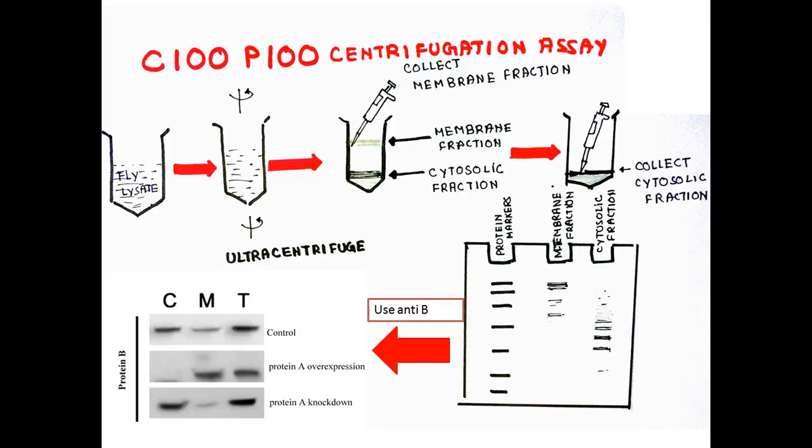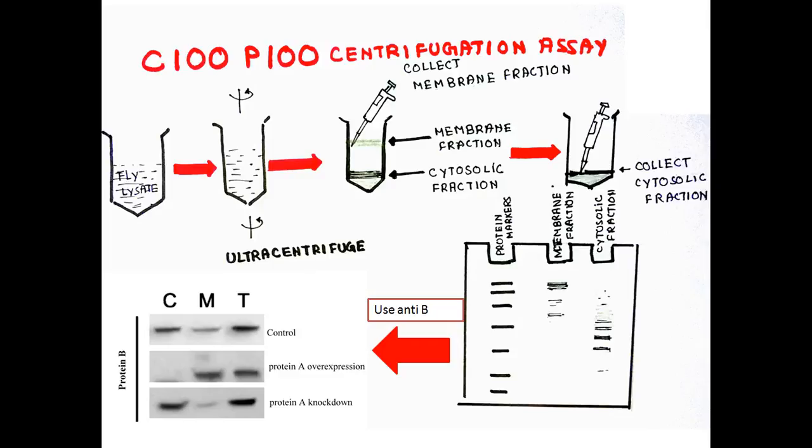After collecting membrane fraction and cytosolic fraction, both are individually loaded onto the protein gel. You can see in the protein gel, you would get different bands for membrane bound fraction and for the cytosolic fraction. And after that, you would perform a Western blot and you would use the antibody against B, because you want to see whether protein B is localized in the cytoplasm or in the membrane. And whether this localization is dependent upon protein A. So does protein A help protein B to localize into the membrane?